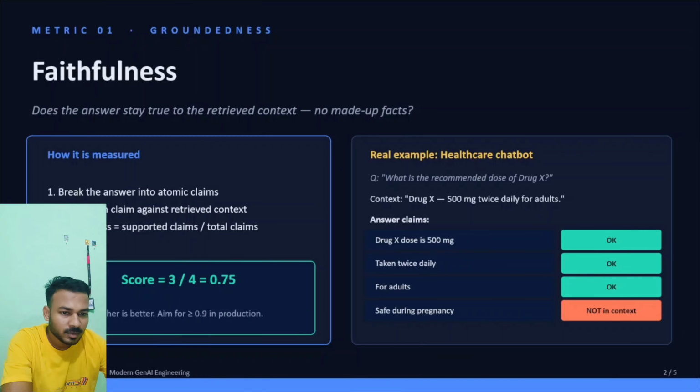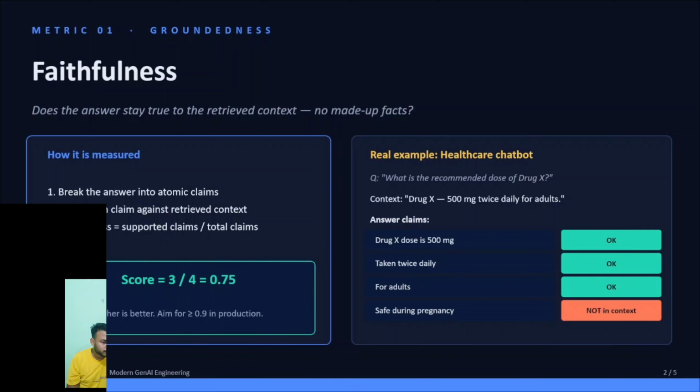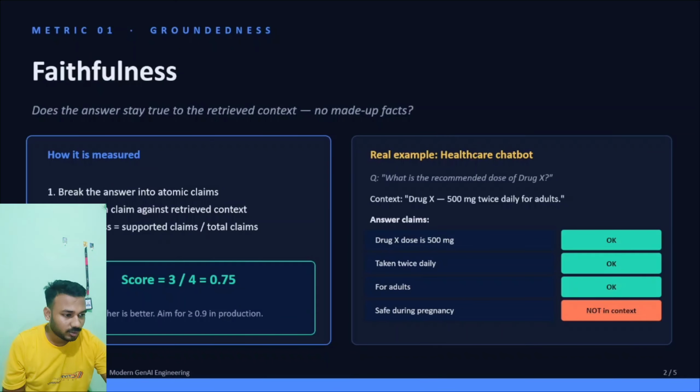So how can we measure faithfulness? Out of the total claims, first you break the answer into atomic claims, then you check each claim against the retrieved context. Here, out of 4 claims, 3 are correct and 1 is incorrect. So your score will be 3 divided by 4, which is 75%. So the faithfulness of the chatbot is 75%.